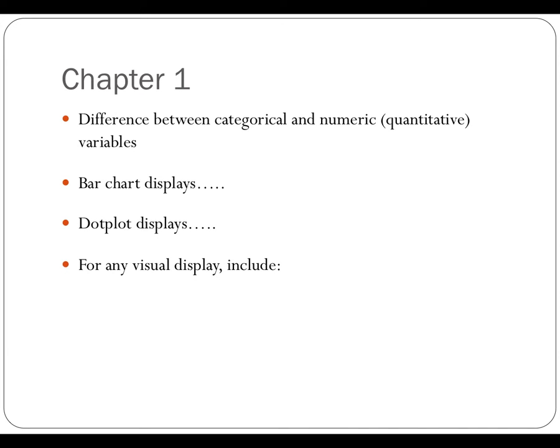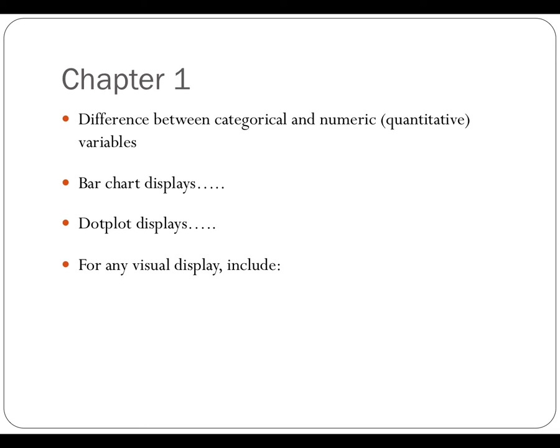Okay, so chapter 1. One thing was the difference between categorical and numeric or quantitative variables. Numeric is counting, categorical is you're putting them in categories. Within numeric variables, do you guys remember the two types? Discrete and continuous. Which one is the counting and which one's measuring? Continuous is measuring, discrete is counting. A bar chart displays categorical variables only. A dot plot displays numeric.